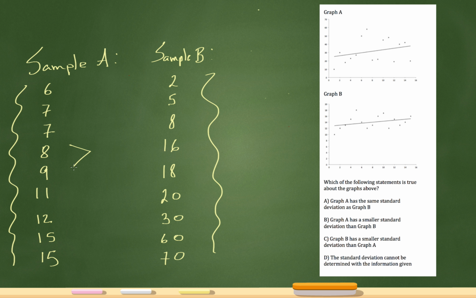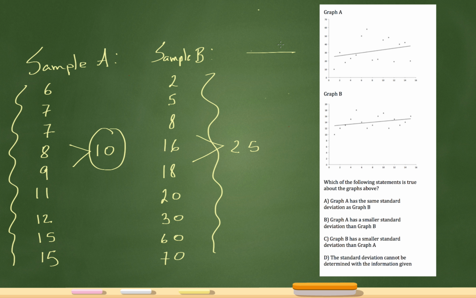But now I calculated the mean already. The mean for this set of numbers is 10, and the mean for this set of numbers is 25. So over here, if I look at the numbers from 6 to 15, they're relatively closely lumped around the 10. 6 is really not that far, 15 is really not that far. So you would say the standard deviation of this sample is smaller compared to this one. Because if you look at this one, the mean is 25, but you have a 2, and you also have a 70, 60, 30. See how these numbers are a lot further away from 25? So the standard deviation of sample B is going to be larger.